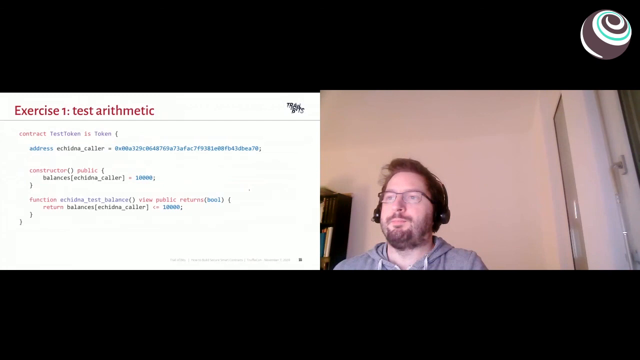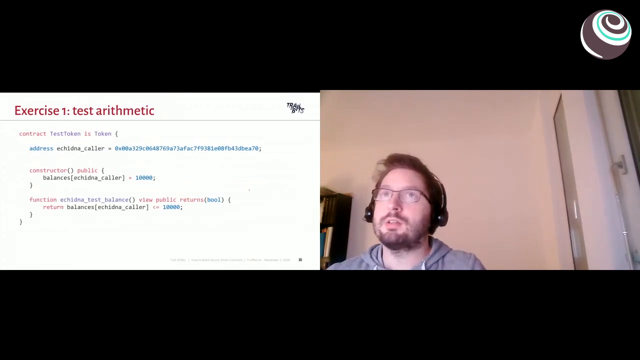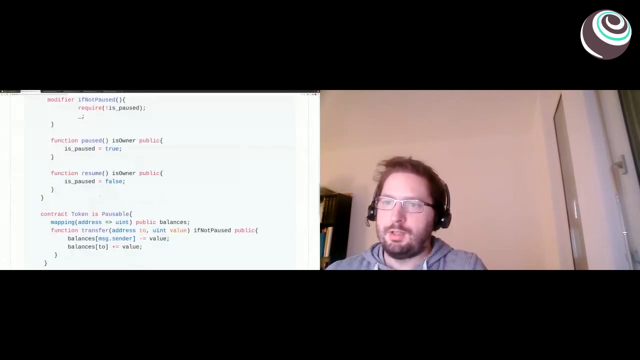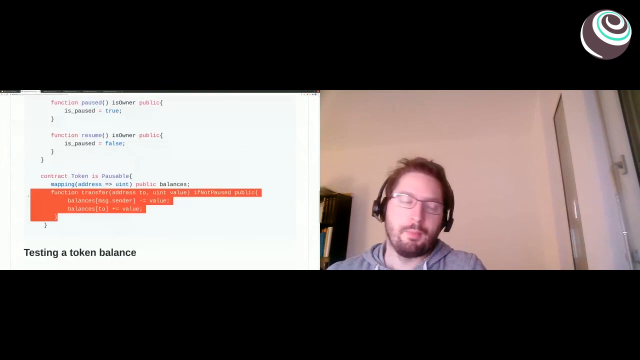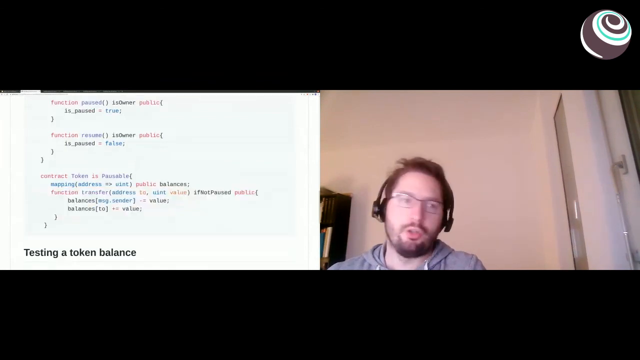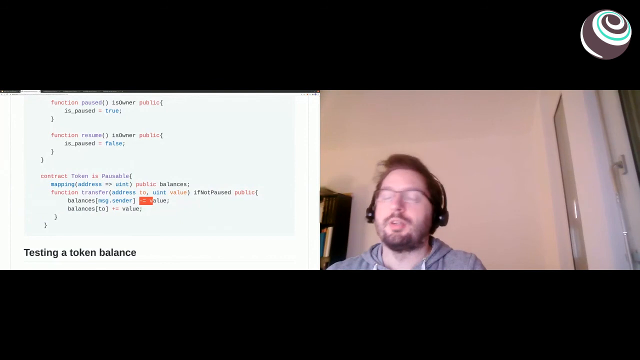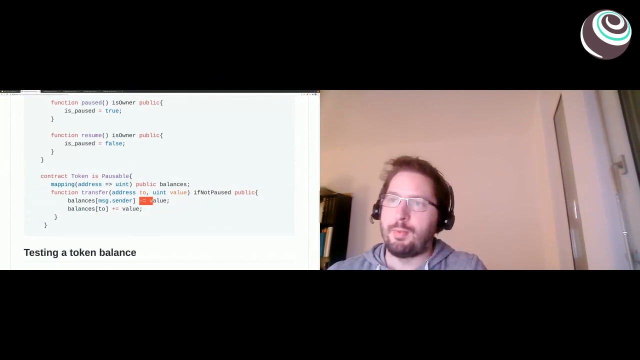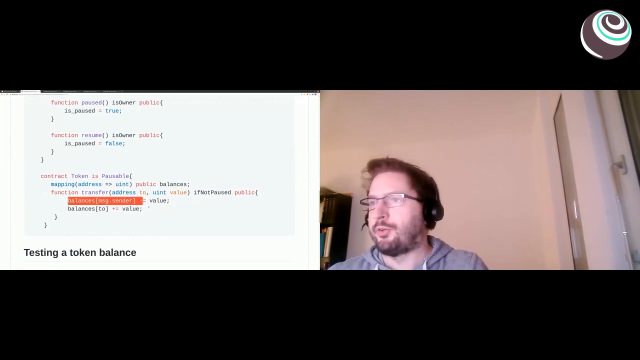So if you look back at the contract, it's here. You might have noticed that there is no check for underflow. So basically anyone can transfer any value. This is going to have an integer underflow, and the balance of the sender is going to be way higher than it's supposed to be.